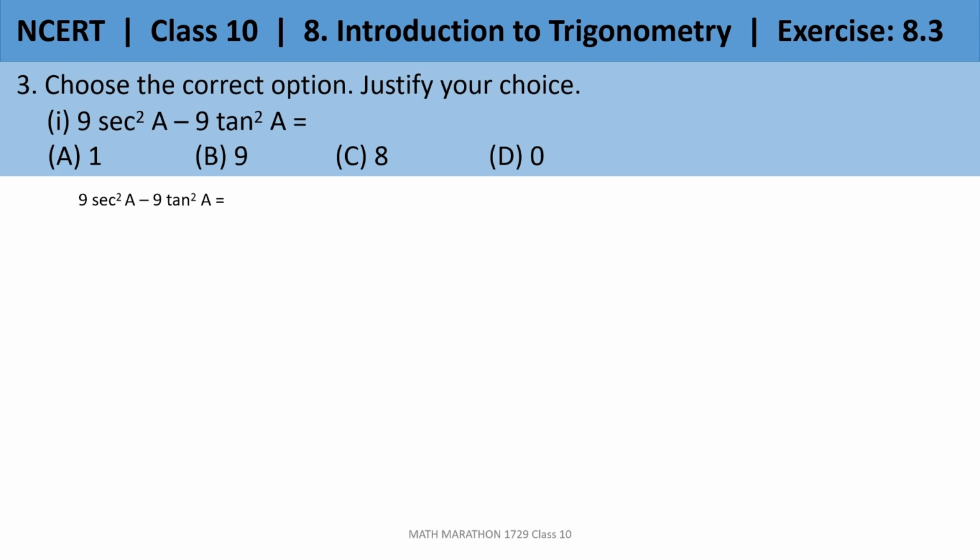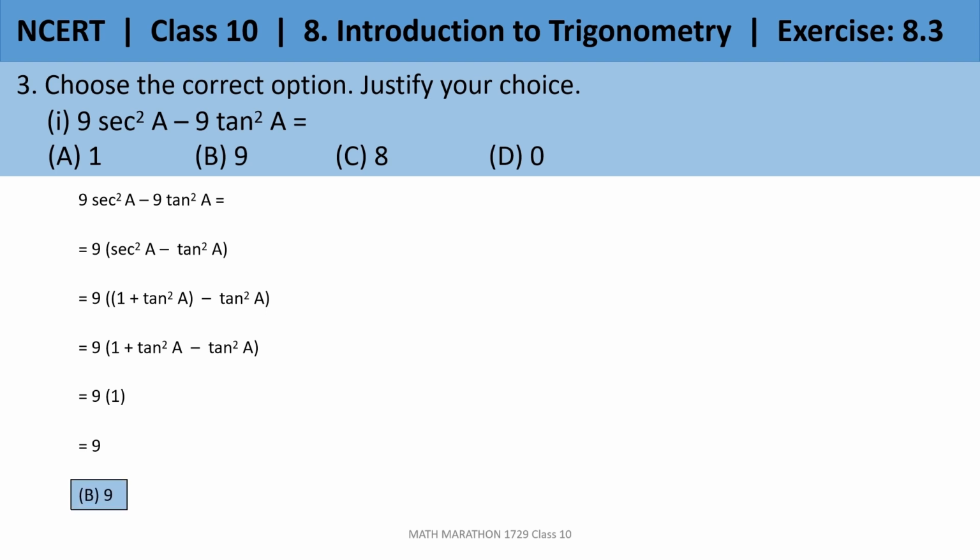9 secant square A minus 9 tan square A. 9 is common. Is equal to 9 multiplied by secant square A minus tan square A. We know that secant square A is equal to 1 plus tan square A. So it is equal to 9 multiplied by 1 plus tan square A minus tan square A. Tan square A minus tan square A adds to 0. It is equal to 9 multiplied by 1 is equal to 9. So, answer is option B, 9.